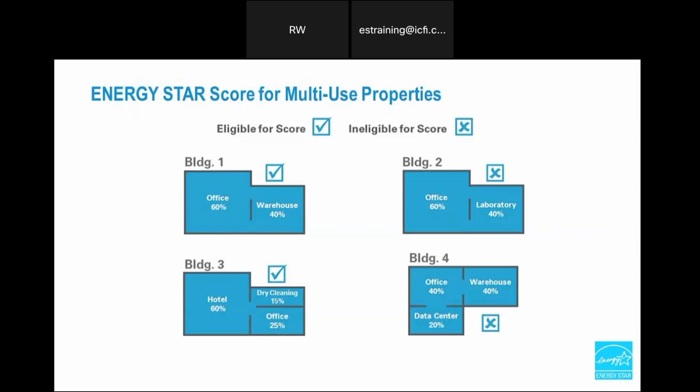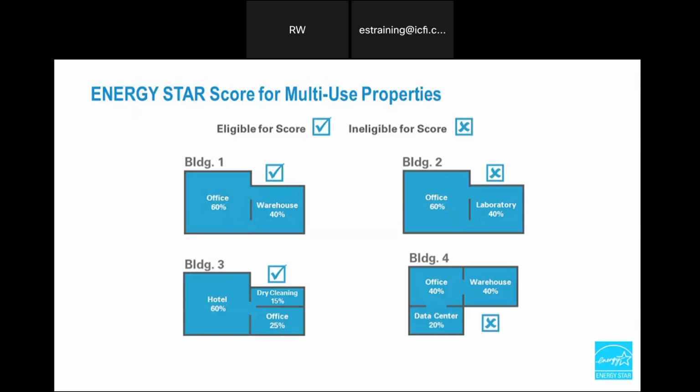It is not uncommon for a property to have multiple property types within it. A multi-use property can receive the Energy Star score and receive certification, but these two conditions apply. 1. 75% of the property's GFA must be comprised of property types that are eligible for an Energy Star score. And 2. More than 50% of the GFA must be comprised of one eligible property type, excluding parking.